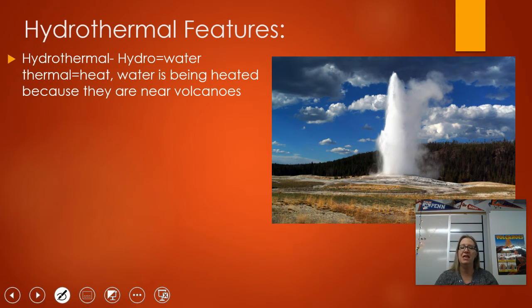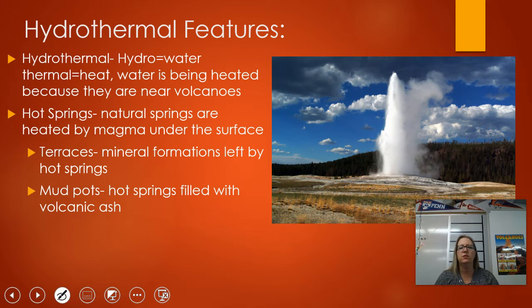And so that water is being heated because of the heat being transferred through the ground from the magma. And that causes some funky things, some cool things, okay? So we might have hot springs, natural hot springs. If you go to Mammoth, there's a lot of natural hot springs that you can actually get into. Some of them are pretty hot. Some of them are too hot. You can't get into them, but a lot of them you can.